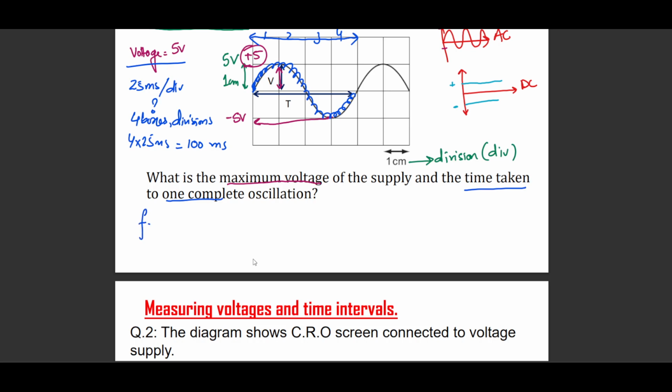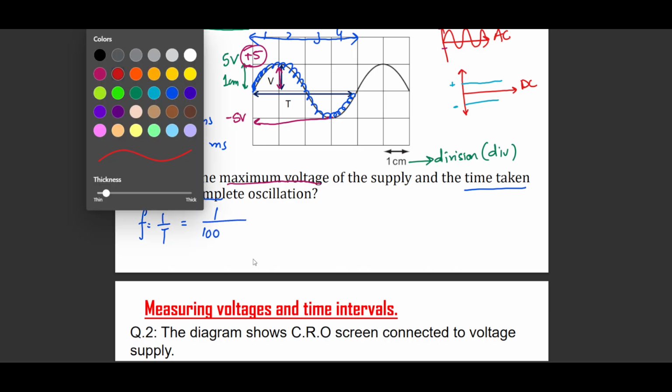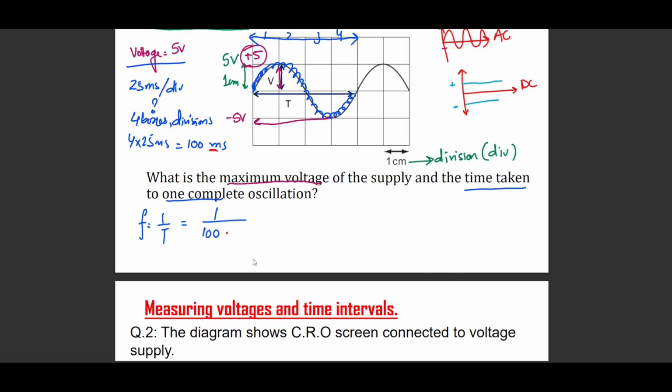we can easily do that. So frequency is equal to 1 over t. Now we put 1 divided by 100. Now since this is milliseconds, please be advised, we should add a prefix of 10 raised to the power minus 3. If you don't understand this, then you're supposed to convert this into seconds.